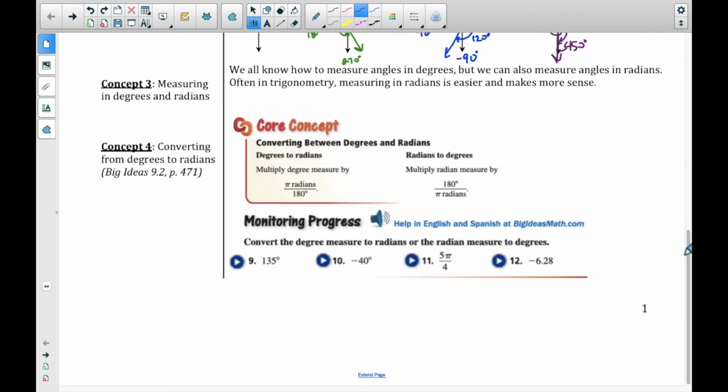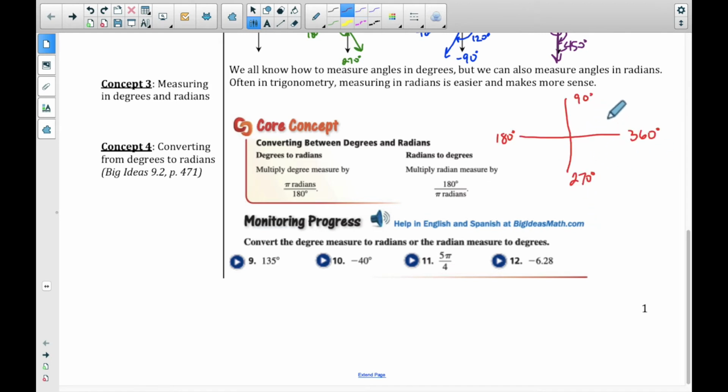Okay, again, back to that paper plate or the paper folding activity. Radians is another type of measure. We all know how to measure in degrees because we've done it before. But there is another angle measurement called radians, and it actually is easier a lot of times and makes more sense sometimes in trigonometry. And so we're going to start to get used to what that looks like.